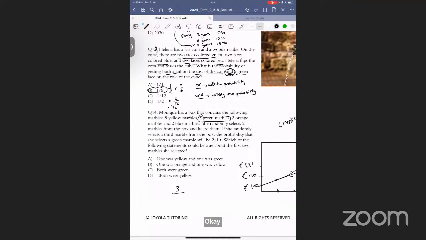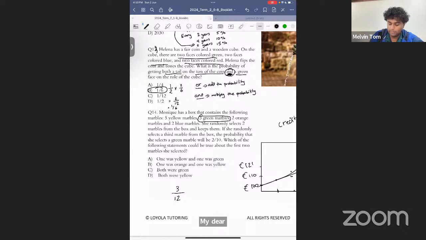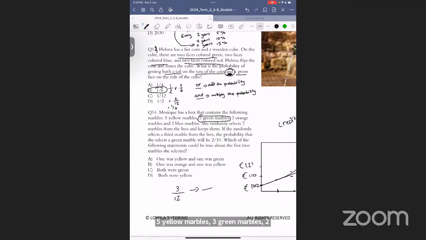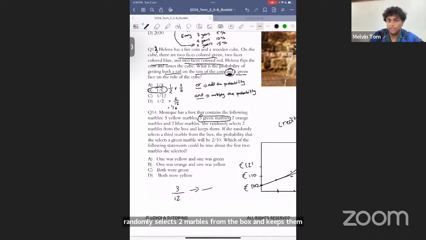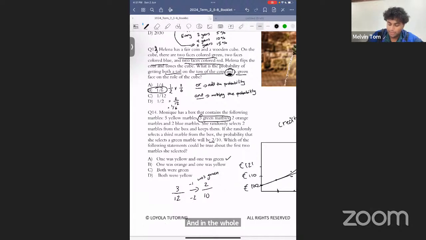And in the whole bag, there are 12 marbles. But after she removes 2 marbles, the bottom, or the denominator, has 10, right? Because it's minus 2. And the top says that the probability of getting a green marble is 2. So what that means is that one of the marbles was green. So it can be option A.